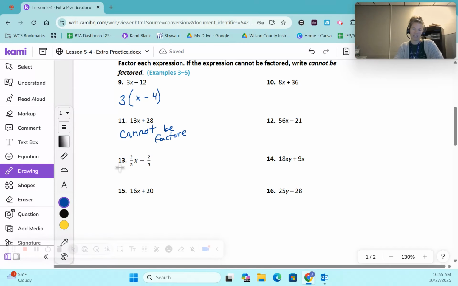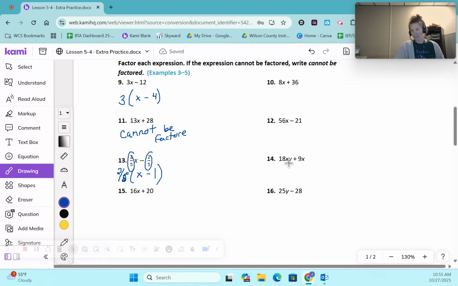Now here with our fraction, don't freak out, it's just a fraction. But look, the coefficient and the constant are exactly the same. So that is your common factor. We're going to factor out 2/5. And again, x does not occur on both, so x will remain inside. And then when you divide 2/5 by 2/5, you are left with 1. So minus 1 will go inside your parentheses there.